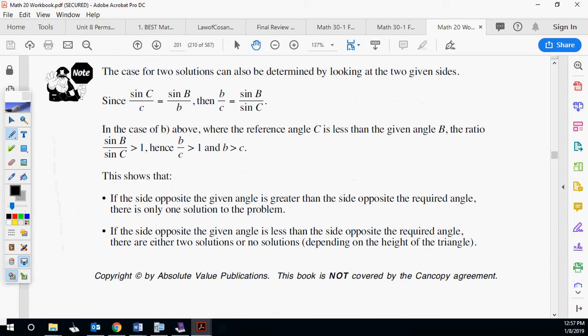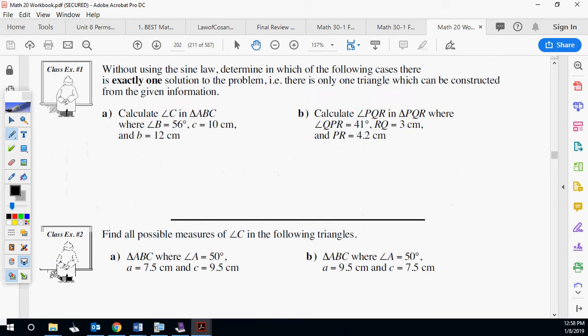All right. The case for 2 solutions can also be determined by looking at the 2 given sides. Sine of C over C equals sine of B over B. Then B over C equals sine of B over C. All right, I'm not going to read more to you. Let's get to an example here.